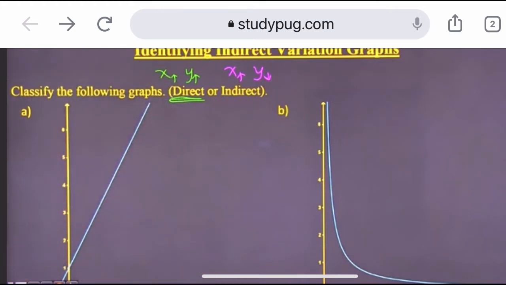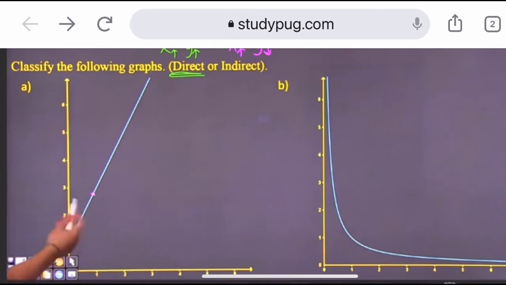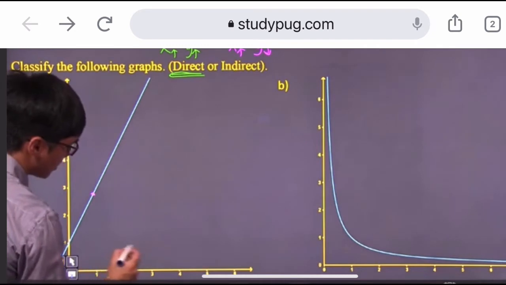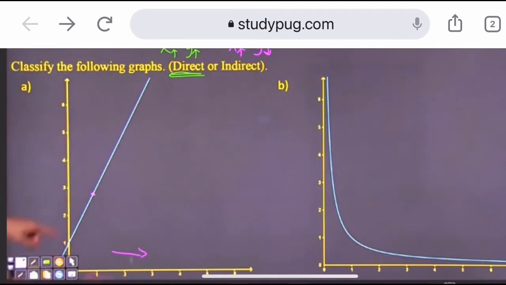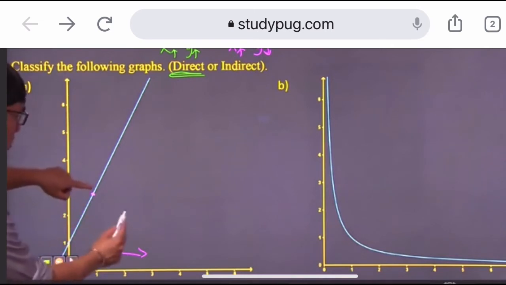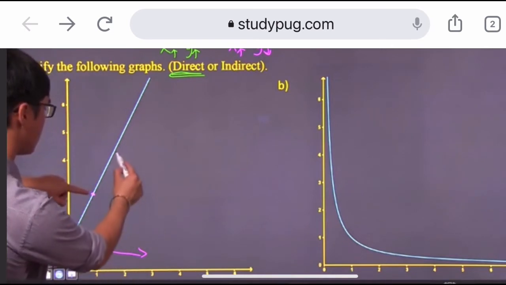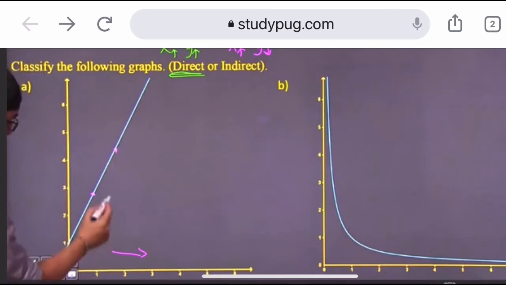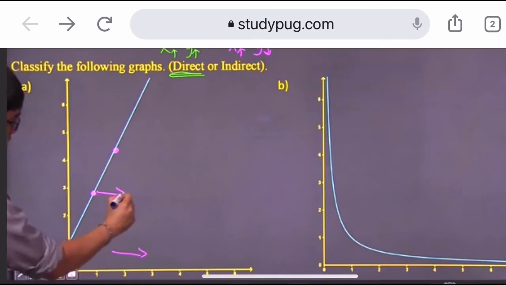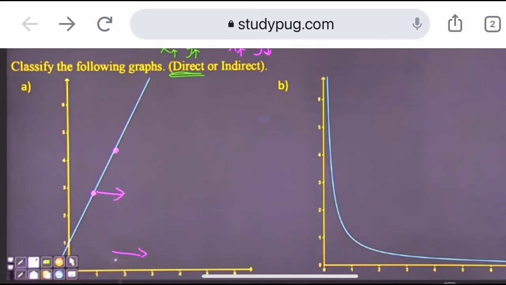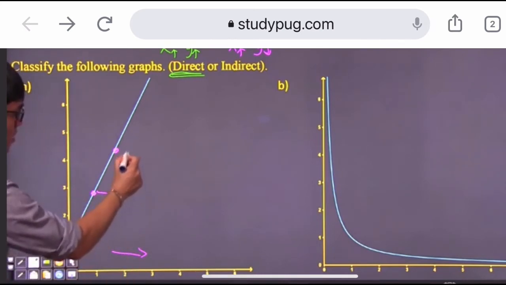So let's take a look at part 1, graph A. Here, let's say we pick this point, around x equals 1, y equals 3. As x increases, what happens to the value of y? As x increases from, let's say, 1 to 2, somewhere here. From this point to this point, we increase in the value of x. What about the y? The values of y increase as well, right?